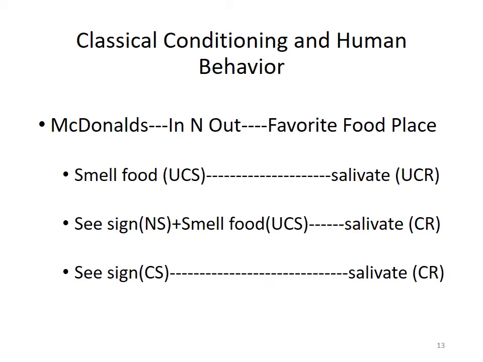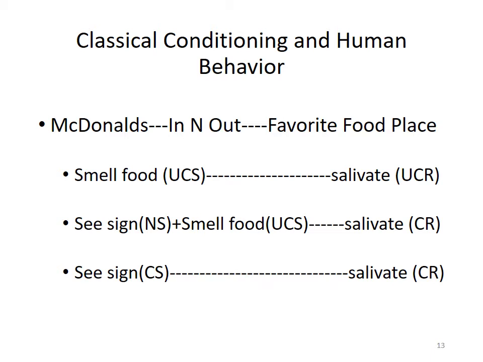So after a while, you're going to get some pairings that occur. You will go to the restaurant, and when you go to the restaurant, you're going to see the sign. So, for example, if you love McDonald's, before you ever smell the food, you're going to see the sign. So you might have the pairing of, oh, here's the sign, smell the food, start to drool; see the sign, start to smell the food, and then start to salivate.